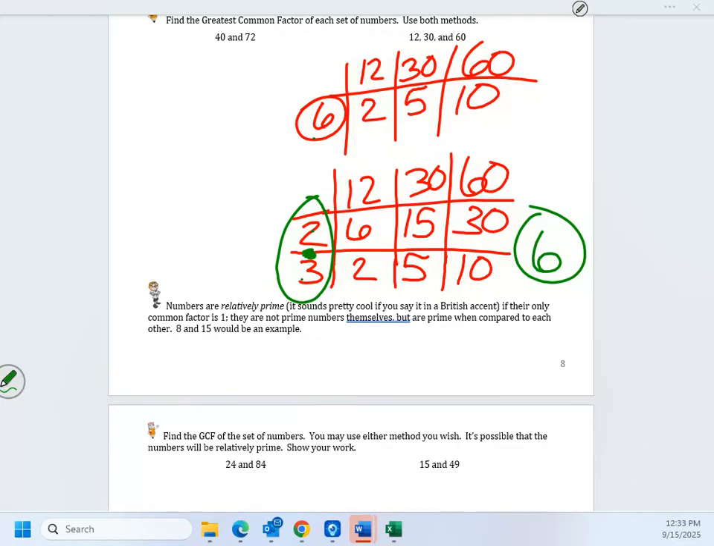So sometimes you find that greatest common factor right away. Sometimes you have smaller numbers and you have to keep going until you can't divide anything else out. Then you multiply whatever it is that you pulled out. Does that make sense?